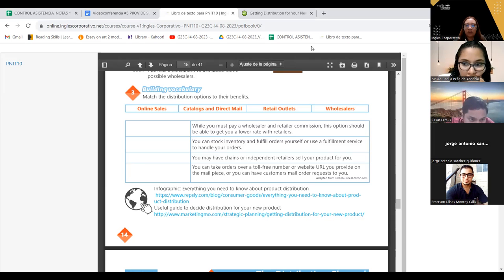Okay. So now we're going to analyze. We have the options online sales. We have catalog and direct mail. We have retail outlets. And wholesalers. Okay. So let's go from the last one. You can take orders over a toll-free number, okay, or website address URL that you provide on the mail piece. Or you can have customers mail order requests to you.